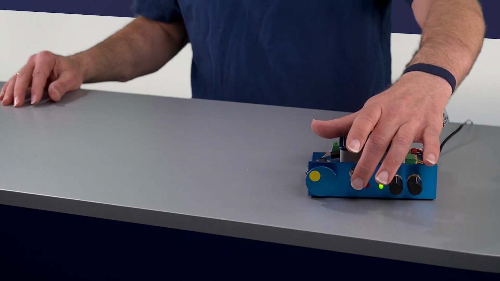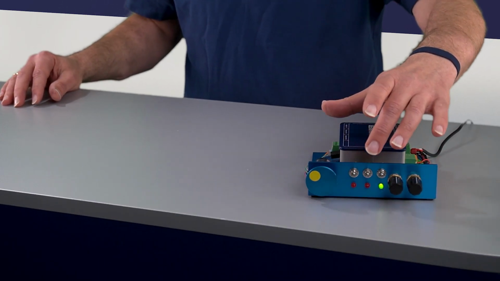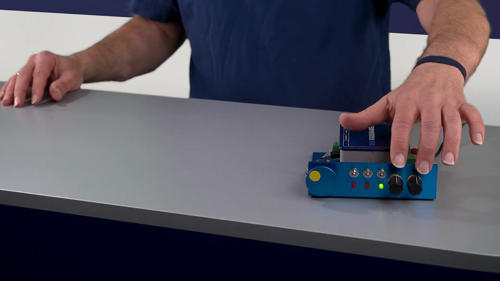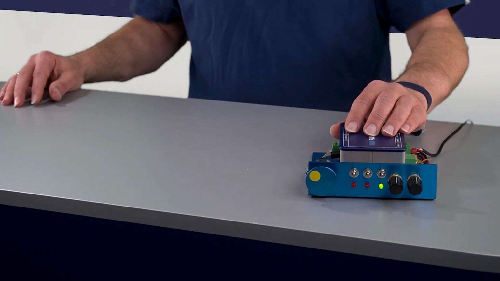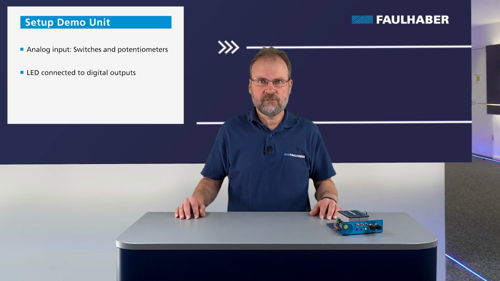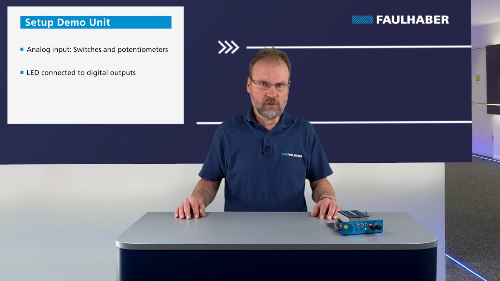And then down here are the LEDs. The 2 red ones are connected to the digital outputs. The green one is for the power. And here are 2 potentiometers for the analog inputs, but we are not using them in this video. So let's switch to the view of the Motion Manager and see how we can configure this. The picture of the demo kit will be available all the time in the right corner.